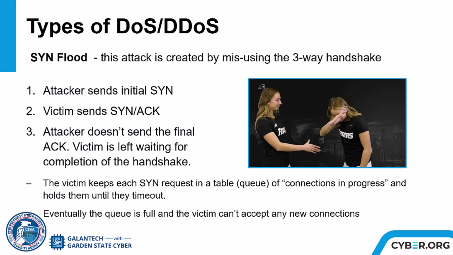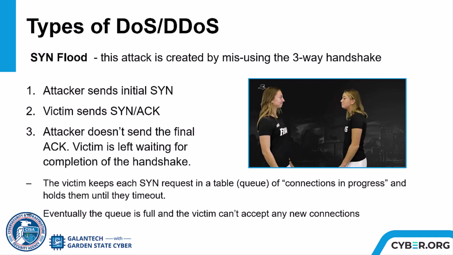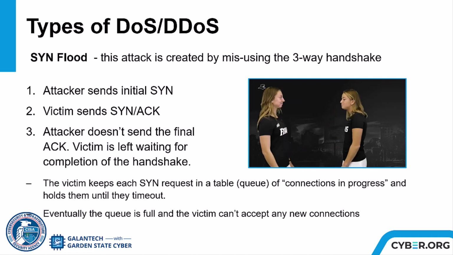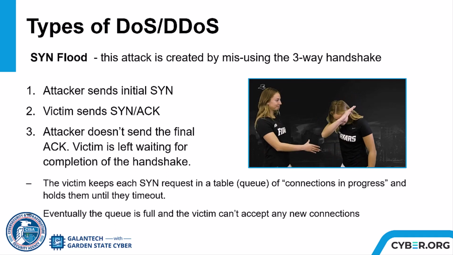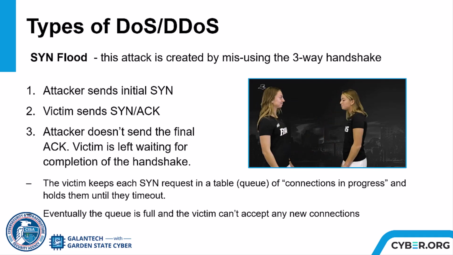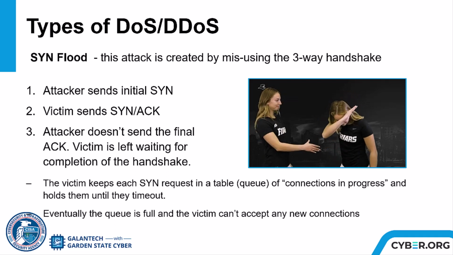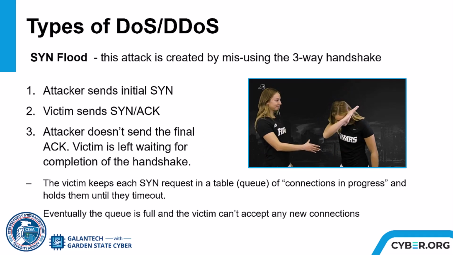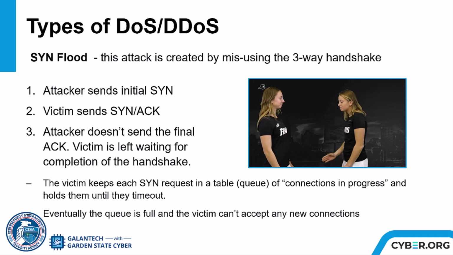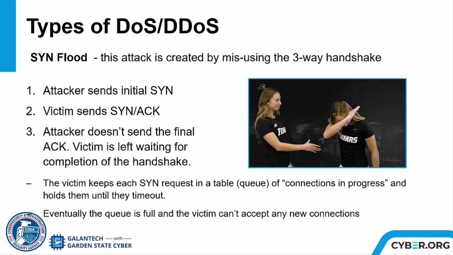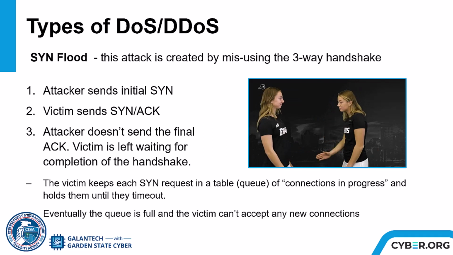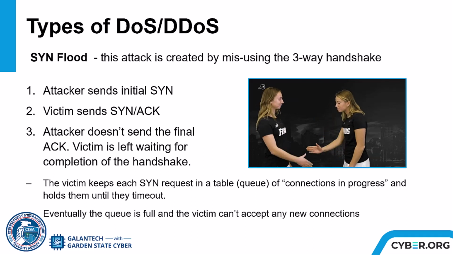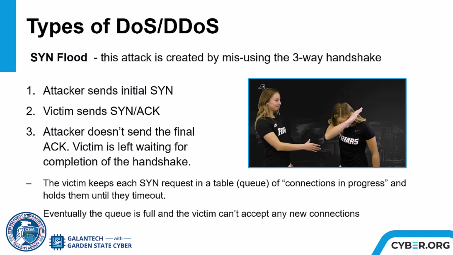The victim keeps each SYN request in a table or queue of connections in progress and holds them until they time out. Eventually, the queue is full, and the victim can't accept any new connections. So how can you tell a DDoS is happening? The first clue is a sudden and unexpected drop in your internet bandwidth. Another indication is a sudden, overwhelming number of requests from multiple hosts outside the network. And finally, a sudden drain on victim device resources is a good indication a DDoS attack is happening.